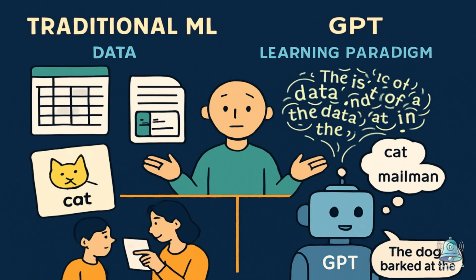So, what are the fundamental differences between these two powerful approaches? Let's break it down. First, data. Traditional ML models typically require structured labeled datasets. Every piece of data needs a clear tag or category for the model to learn from. GPT, on the other hand, thrives on massive unstructured datasets, primarily raw text from the internet. It learns by identifying patterns and relationships within this vast sea of information without explicit labels.